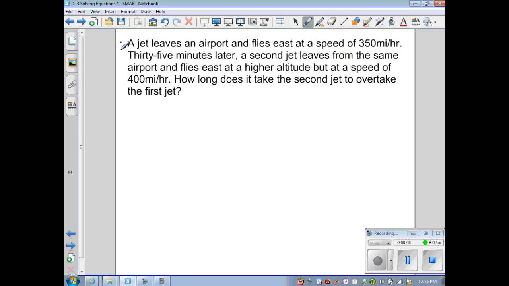Our last example, a jet leaves an airport and flies east at a speed of 350 miles per hour. 35 minutes later, a second jet leaves from the same airport and flies east at a higher altitude but at a speed of 400 miles per hour. How long does it take the second jet to overtake the first jet? Well, what we're talking about here is distance problems. Remember, the formula is rate times time equals distance.